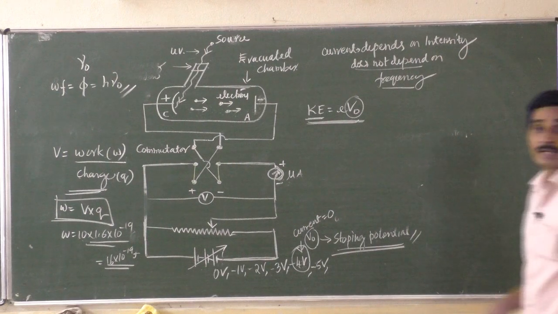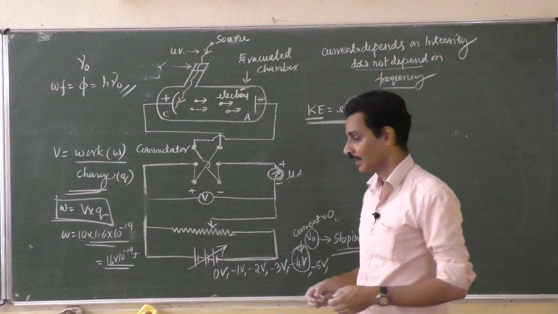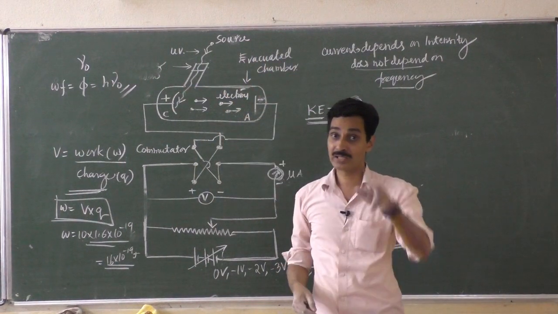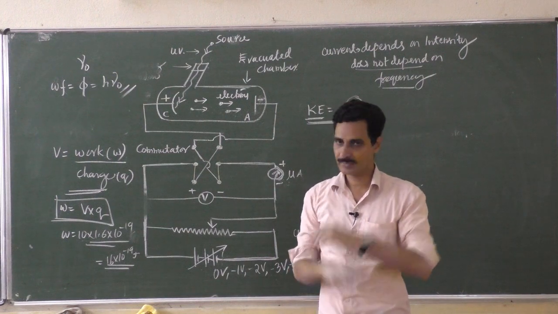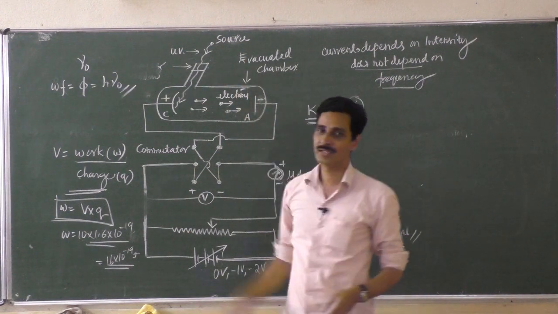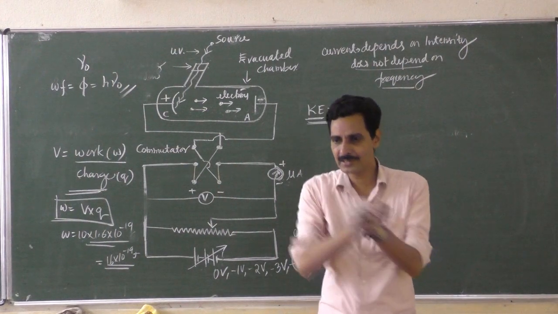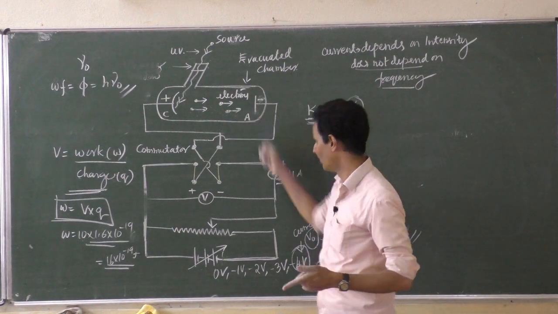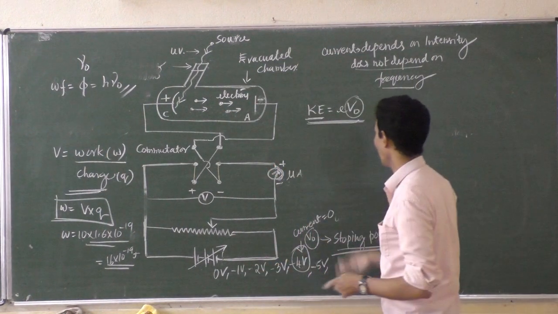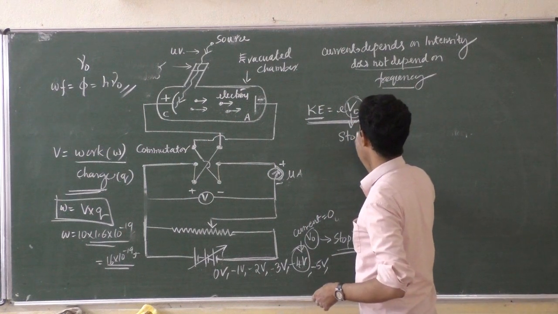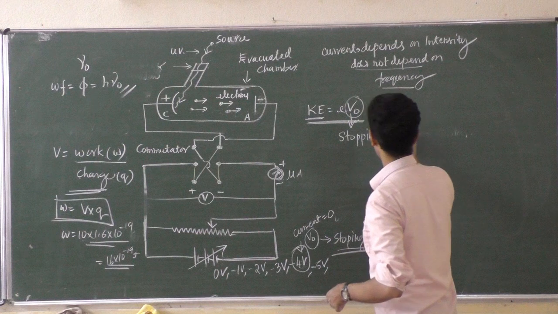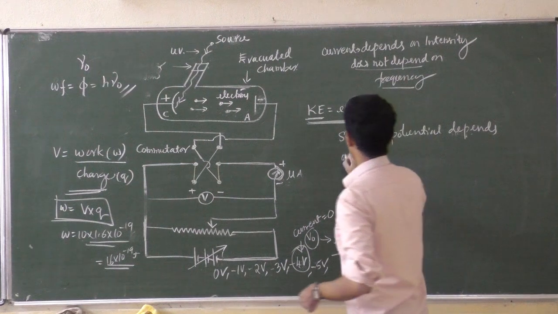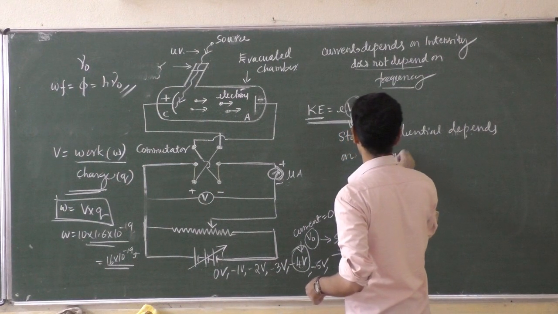Now, with regard to this, the more the frequency of incident light you have, more than the threshold, of course, it should be more than the threshold, otherwise electrons won't come out. Only that fixed energy is used to remove the electrons. The remaining energy is used as kinetic energy and you need more stopping potential. Correct? That means stopping potential depends on the frequency of incident radiation.